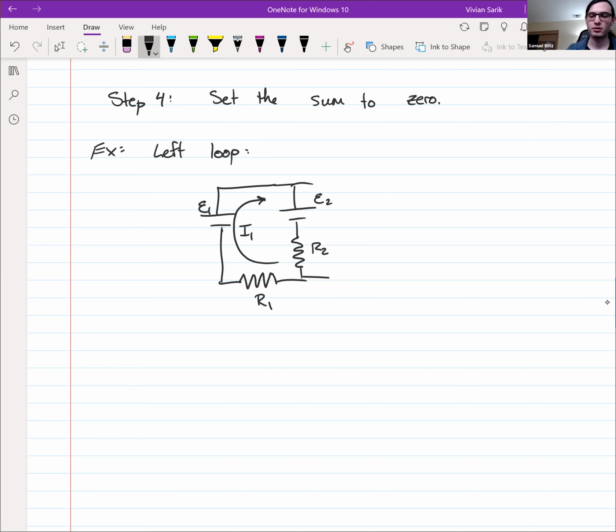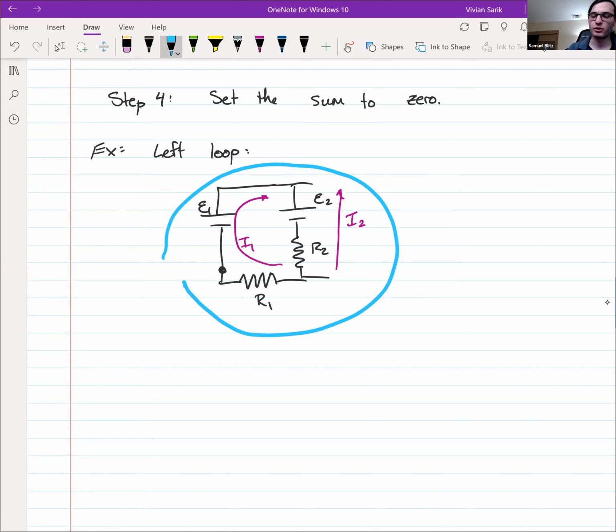We have chosen I1 to run this way. Oh, let me use a different color. I1 runs that way, and I2 runs up. The reason we don't have to worry about I3 is because it's not in any of the wires on the loop. So now we have to pick a starting place, and let's choose a clockwise loop. We'll use a different color. So let's do the loop rule for that loop in that direction for that circuit.